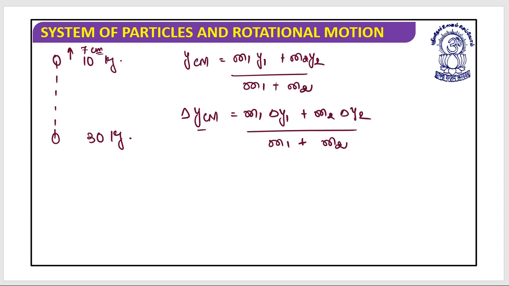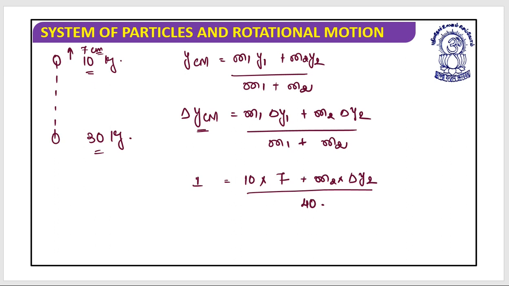Yes. So the change in YCM would be, since it says by what distance should the second mass be moved to raise the center of mass by 1 centimeter, this should be 1. My first mass, it's 10, has been shifted by 7, plus m2. I don't know about this one, that's why it's delta y2, divided by m1 plus m2. This is 10 kg, this is 30 kg, so this should be equal to 40. I hope this is clear.